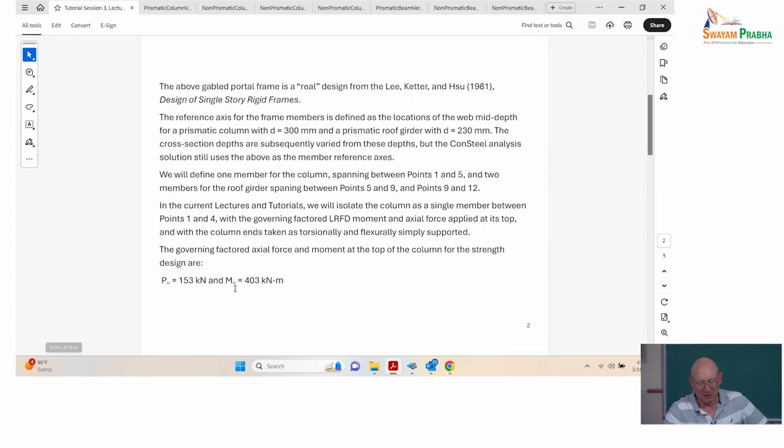The governing loads from the LRFD, ASCE 7 LRFD load combinations I ran are PU of 153 kilonewtons and MU of 403 kilonewton meters.